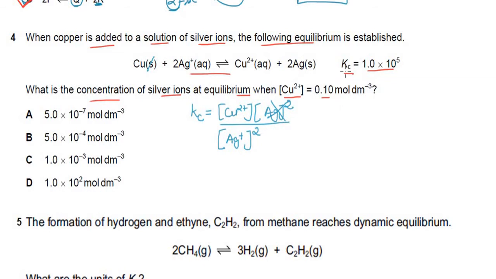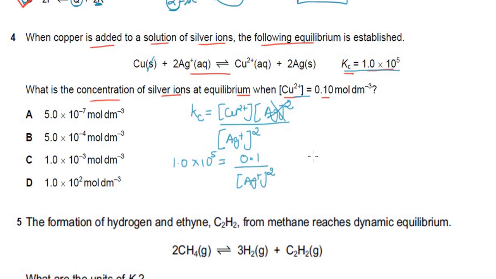Now the question gives us the value of Kc, that is 1 into 10 power 5. So let's substitute that: 1.0 into 10 power 5 for Kc equals the concentration of copper ions, that is 0.1, divided by the concentration of silver ions squared.